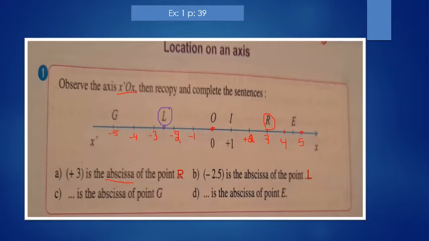What's the abscissa of point G? Look at the axis. G is plotted on which point? It's on minus 5. So minus 5 is the abscissa of point G. What's the abscissa of point E? It's between 4 and 5. Here is point E, okay? Between 4 and 5, then the abscissa is 4.5. Okay? You can write plus 4.5 or 4.5, it's the same.